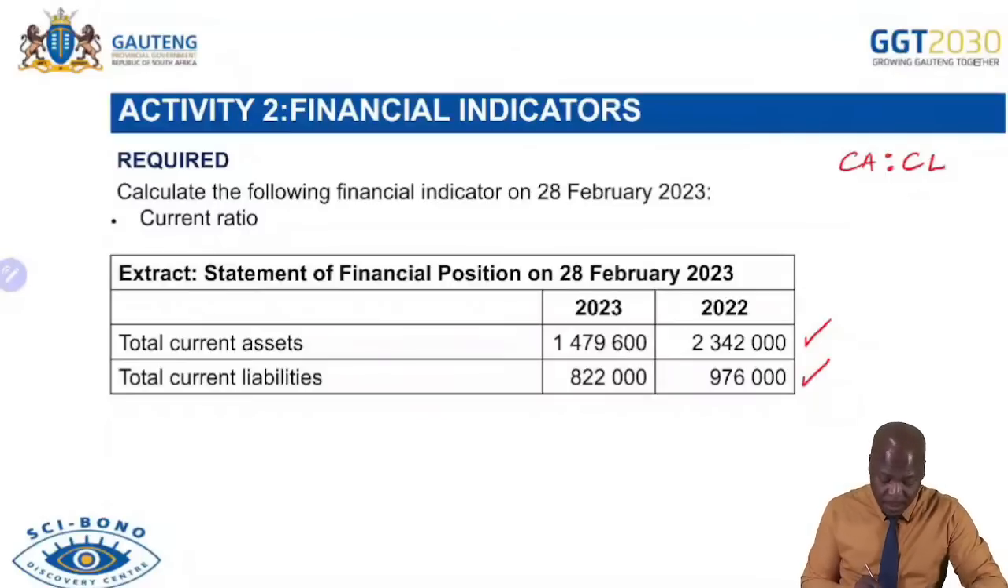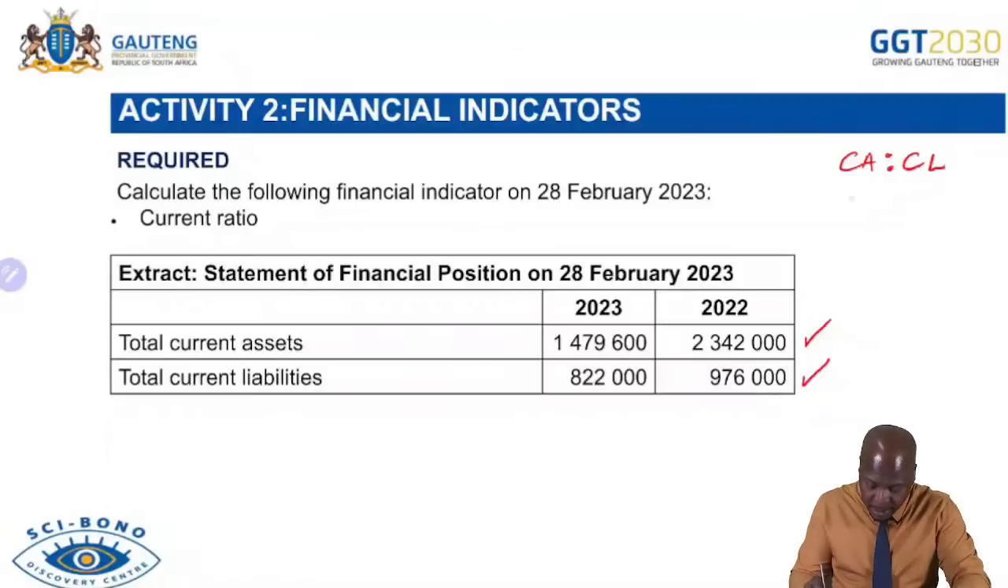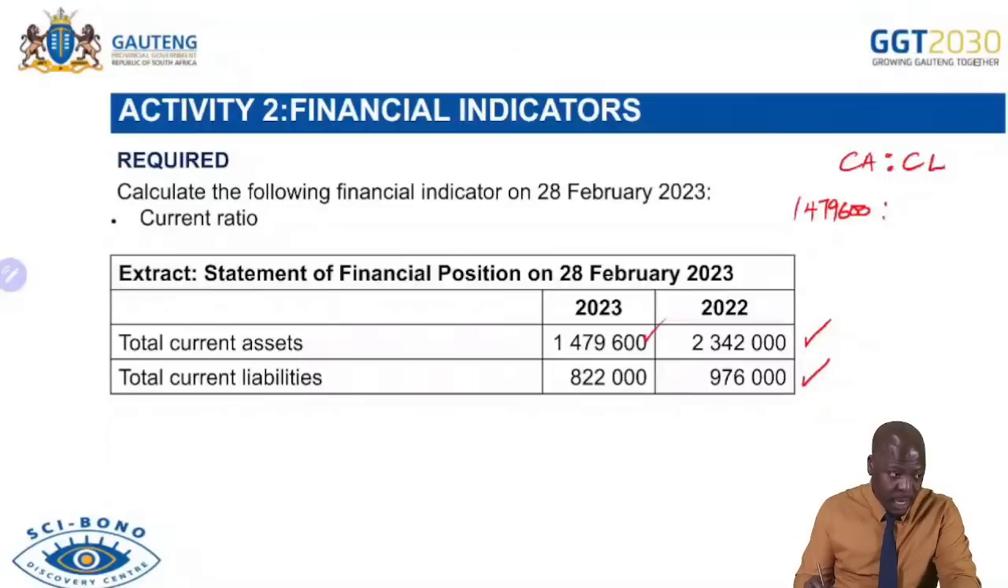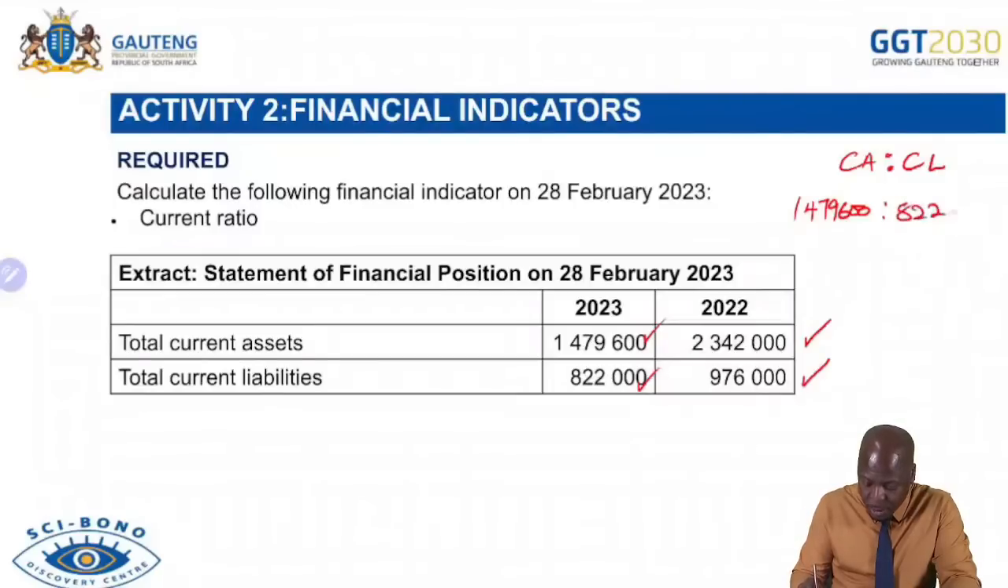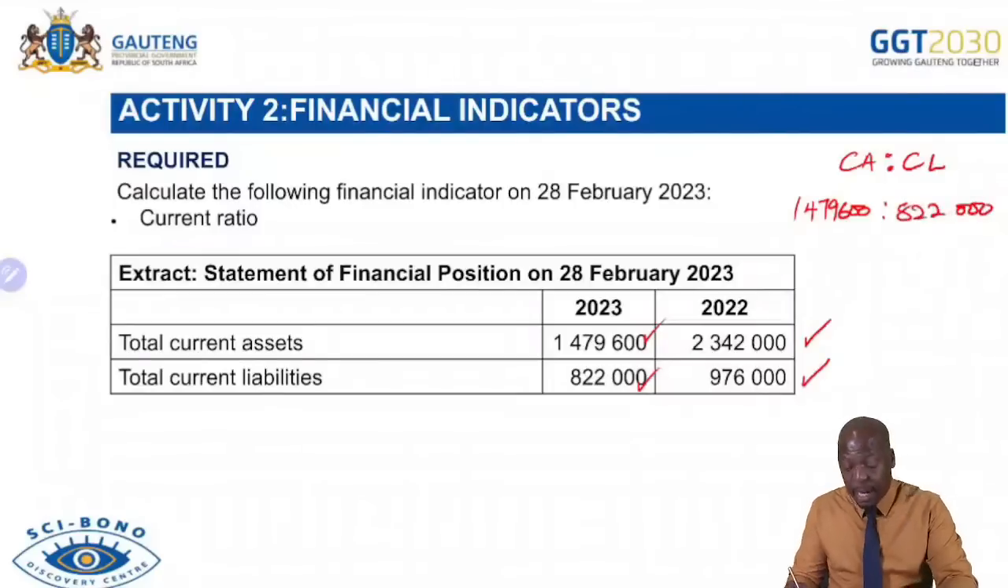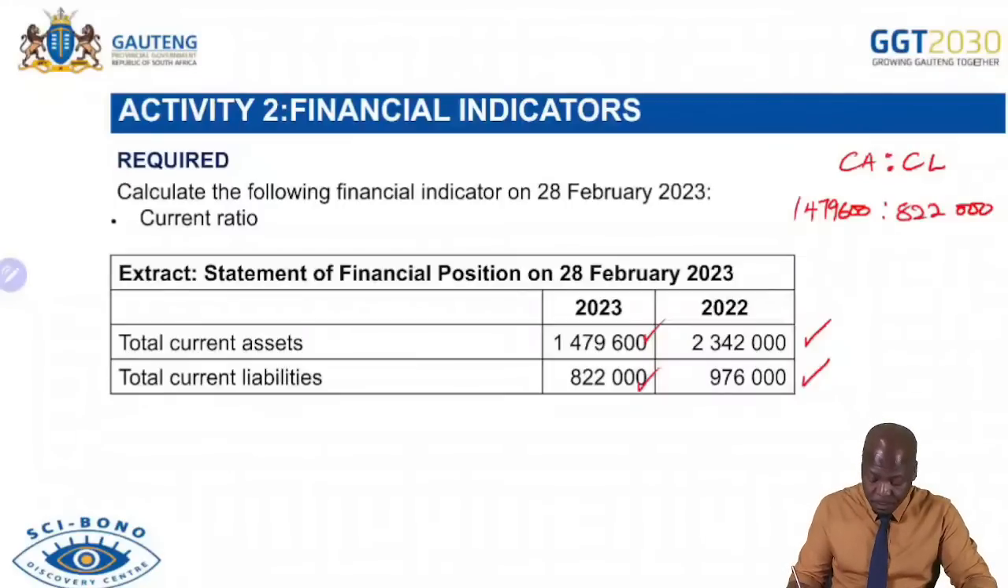So if I come here, I am now going to say, how much is my current assets? My current assets are 1,479,600. That is my current assets for the year 2023. And my current liabilities are 822,000. So I'll come here and say 822,000. That is my current liabilities for the same year.